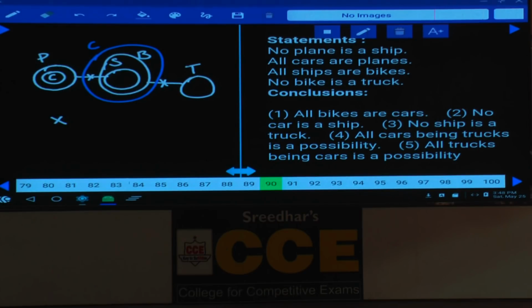Can we draw like this? If you write cars like this along with this one, all cars are what? All cars are planes. Then plane also comes like this. If plane comes like this, then no plane is a ship will be false. Statement invalid. It cannot be true even once. Hence it is 100% false. Clear now? When it is false, check whether it is 100% false or not. If it is true, then it is already true, so it is not our answer. Done. And this is about question number 90.